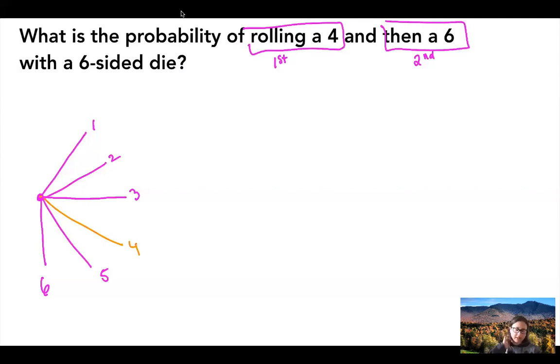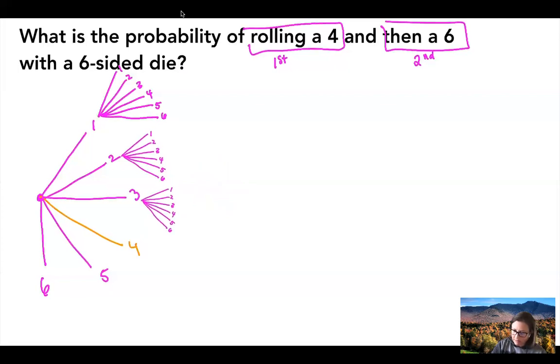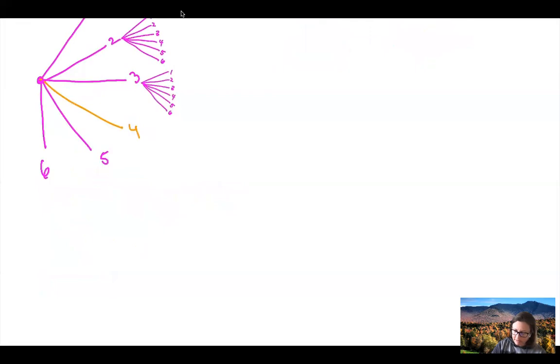All right, so if I roll a 1 and then I roll the dice again, there are still 6 more possibilities that I could roll. So I could still roll a 1, a 2, a 3, a 4, a 5, or a 6. And this is going to be true whether I roll a 1, a 2, a 3, a 4, a 5, or a 6.